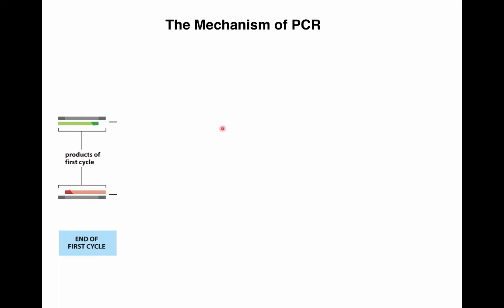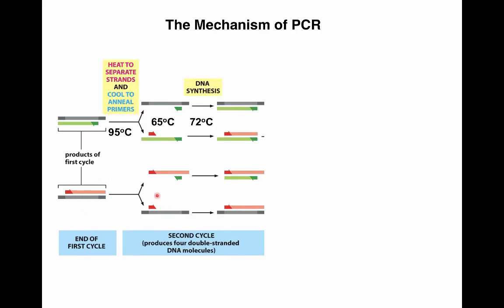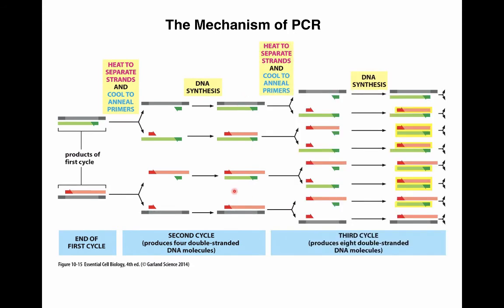Now, at the end of the first cycle, you have 2 DNA molecules. And now each of those 2 DNA molecules can be templates. So after cycle 2, you do 95 degrees, annealing, copying. At the end of that, you end up with 4 DNA molecules. So for each cycle, you double the DNA molecules. After 3, now you have 8 DNA molecules, and you continue to exponentially increase the number of DNA molecules.